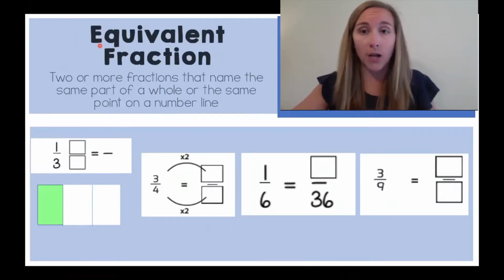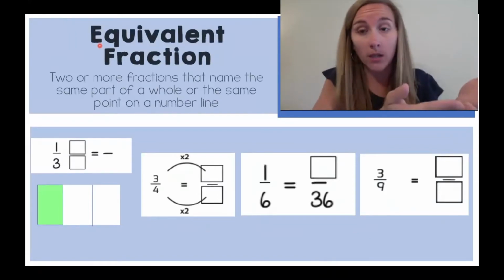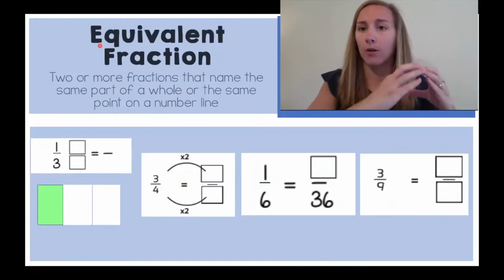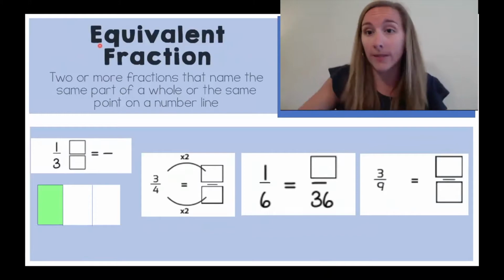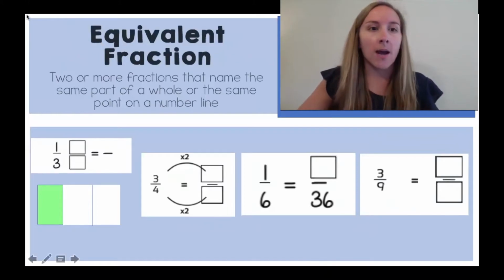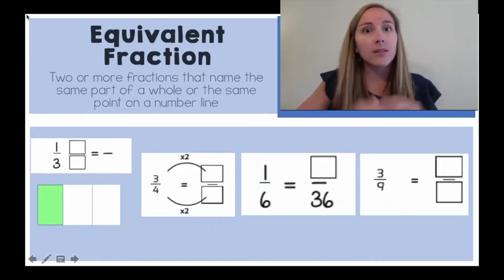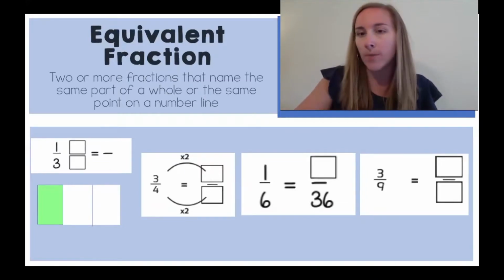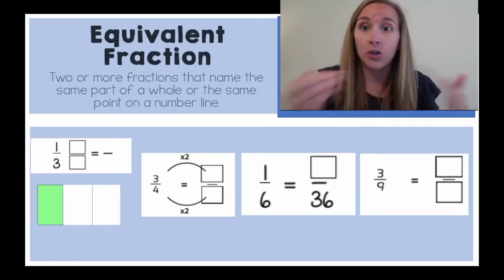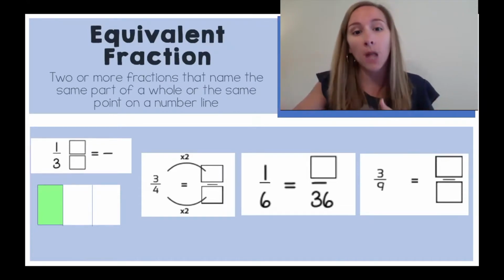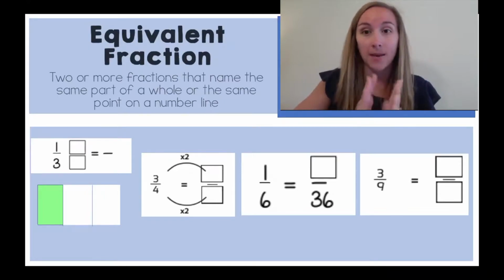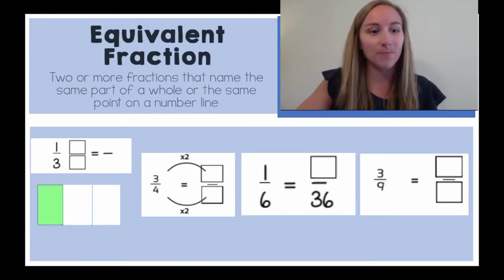So equivalent fractions are two or more fractions that are talking about the same part of a whole, or the same point on a number line. There are several ways to find equivalent fractions. We're going to be talking about using a model to show those equivalent fractions, or a number line. You can also use multiplication and division, which I am super excited to talk about today.